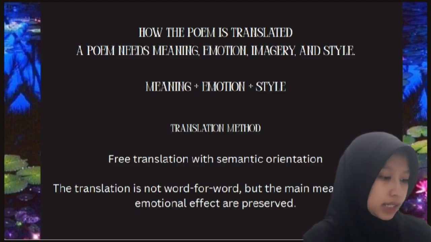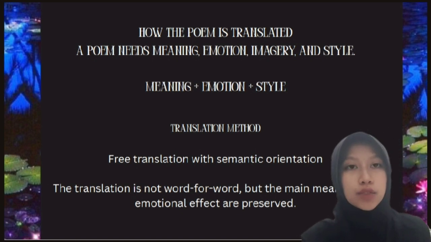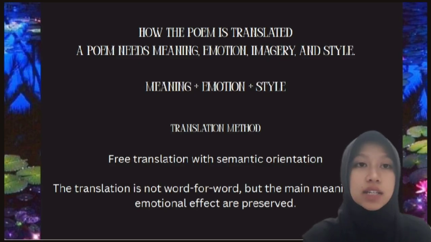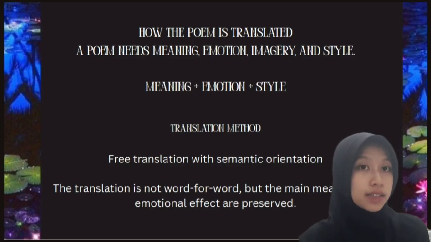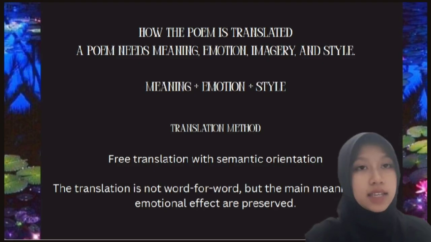Okay, now let's look at the first line. I will explain it line by line. The first line is "taman punya kita berdua," which I translate into "this garden is ours, yours and mine." In this case I use transposition because I have to change the structure grammatically.